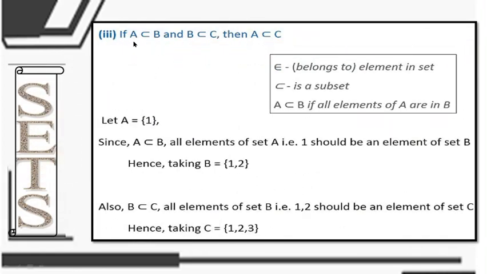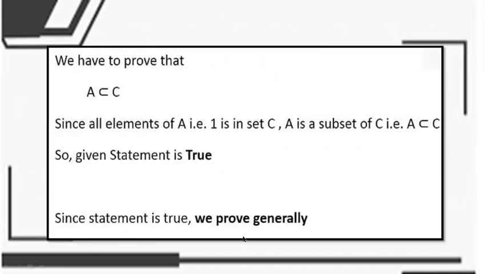Let's take the third part. A is a subset of B, B is a subset of C, so A is a subset of C. Let's take A as {1}, B as {1, 2} and C as {1, 2, 3}. A is a subset of B, yes. B is a subset of C, yes. So A is a subset of C, that is also true. So the given statement is true.